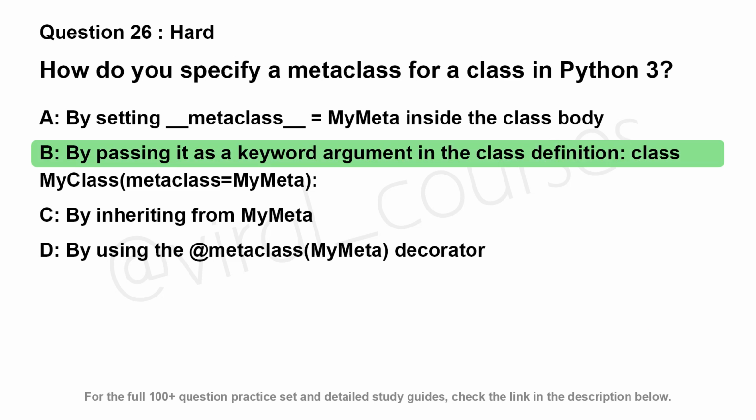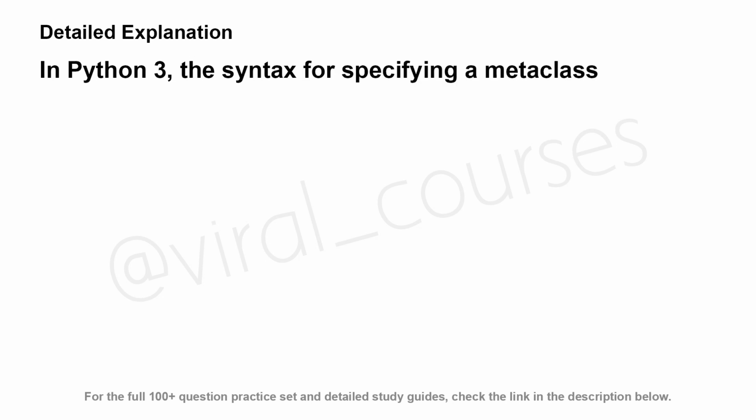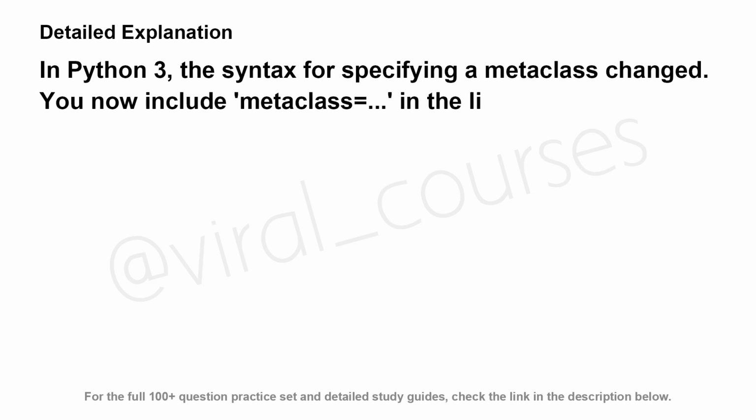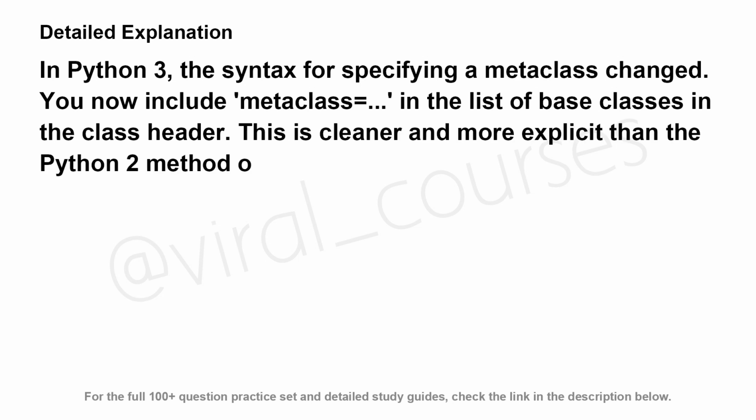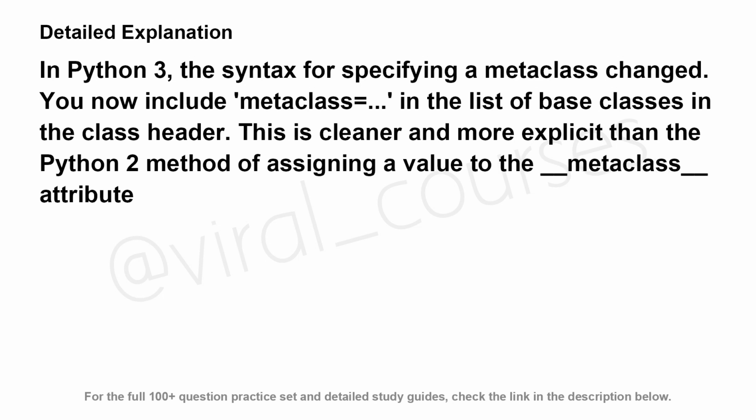The correct answer is B. In Python 3, the syntax for specifying a metaclass changed. You now include metaclass= in the list of base classes in the class header. This is cleaner and more explicit than the Python 2 method of assigning a value to the __metaclass__ attribute inside the class body.